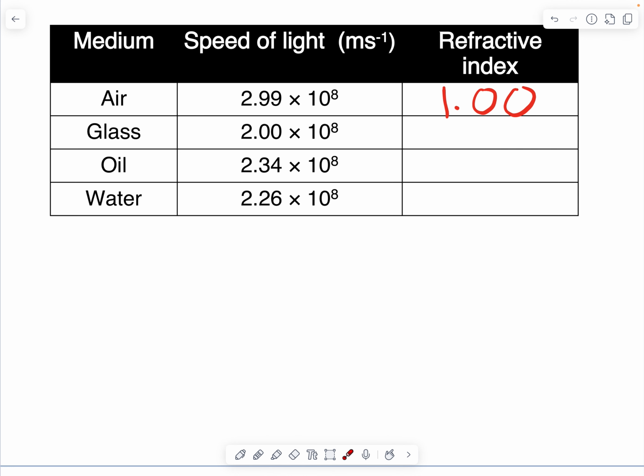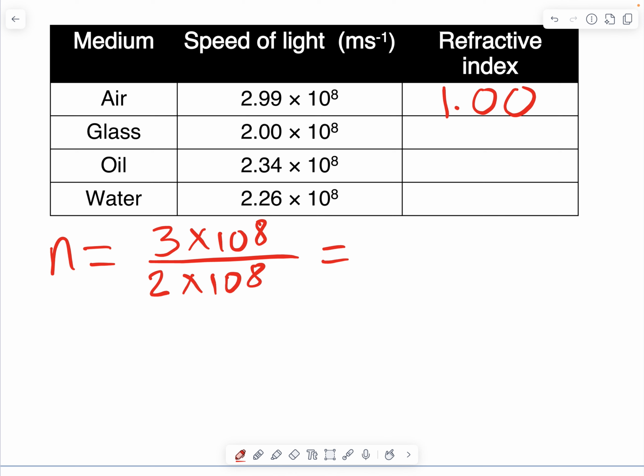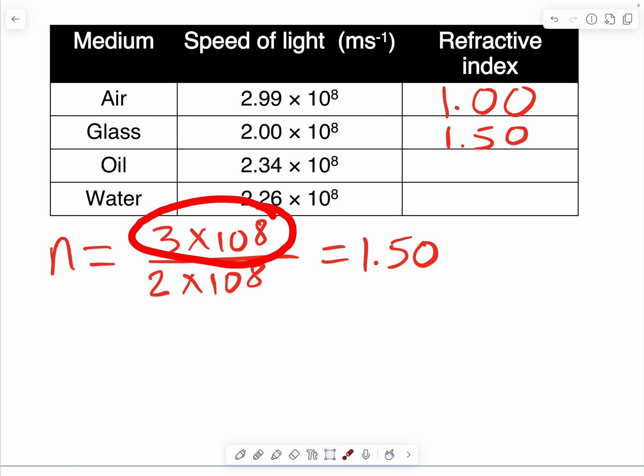If we look now at the refractive index for glass, again you'd work out n equals the speed of light in a vacuum divided by the speed of light in glass, which is 2 times 10 to the 8, and that's going to give you a value of 1.5. So what we're saying is that the speed of light in glass is about 2/3 of the speed of light in air or a vacuum.